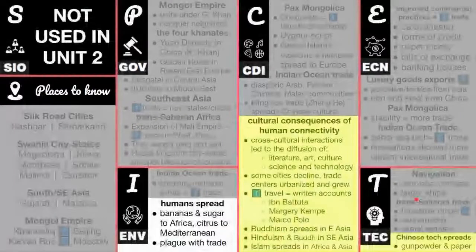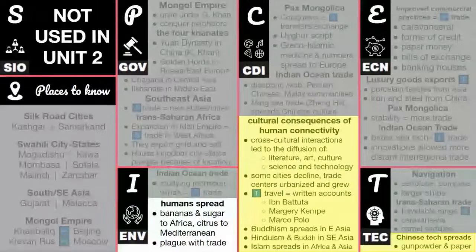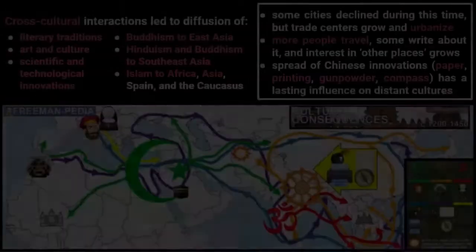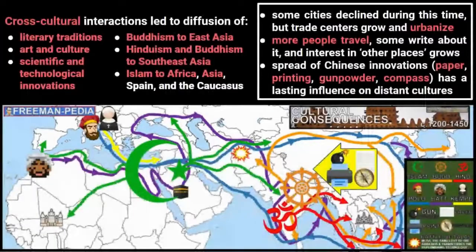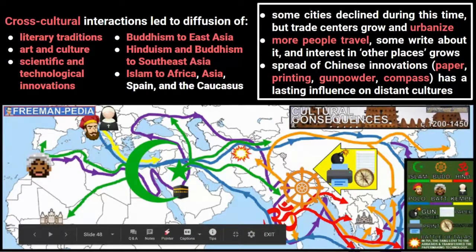Next is 2.5. These are the cultural consequences of exchange, or really the cultural consequences of all this human connectivity. So again, here's the stuff you need to know. This slide builds on one of the Freeman maps. The central idea is that cross-cultural interactions lead to the diffusion of things like literary traditions, art and culture, and scientific and technological innovations. You also need to understand that religion spreads along these trade routes. So again, that's going to be Islam, Buddhism, and Hinduism.